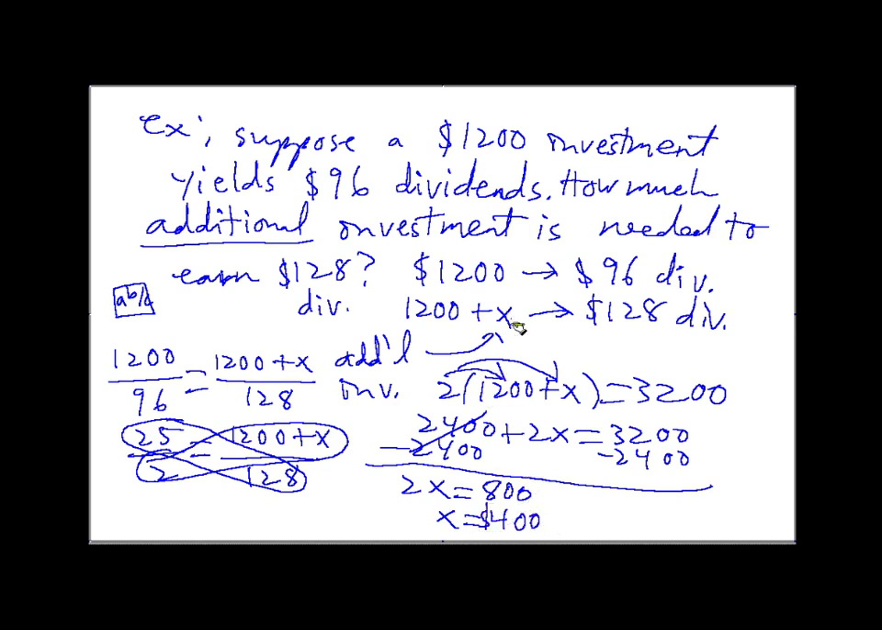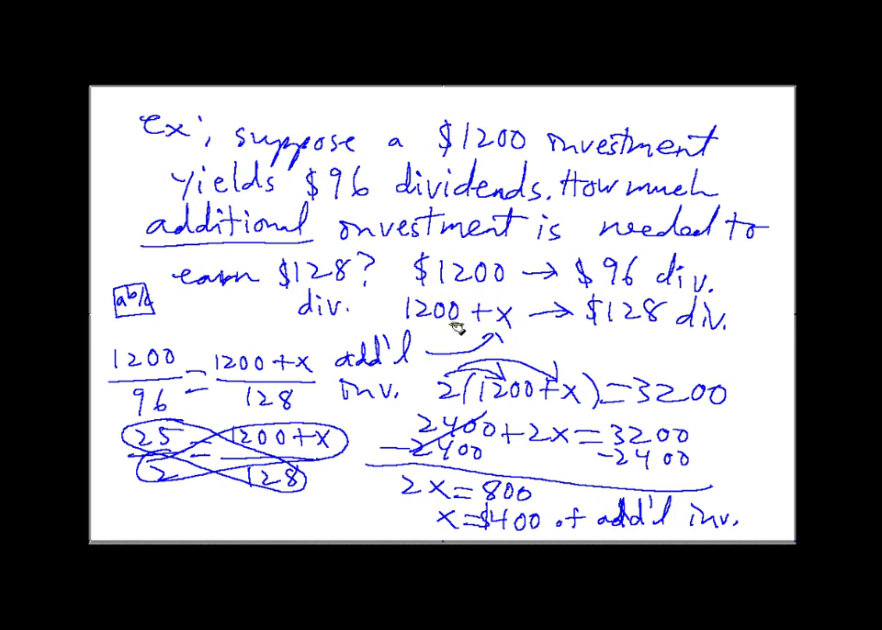$400. That means I need $400 of additional money to add to this 1,200 to get me up to 128 dividends. Can we see that? So $400 of additional investment to get me up to the dividends which I want. All right. Now, that means what? That means what's the total amount that will give me 128? Well, then the total amount will give me what? 1,200 plus 400 is what?